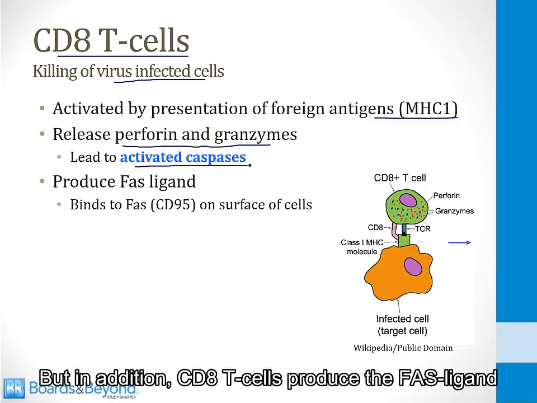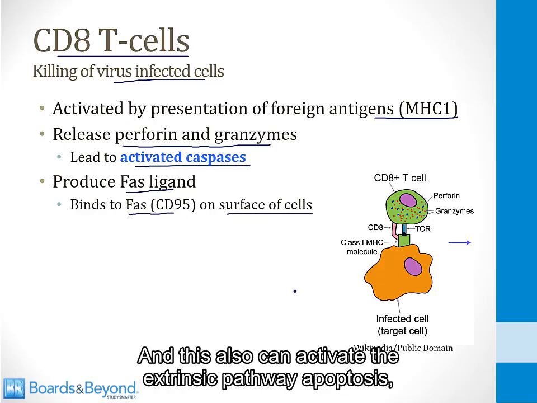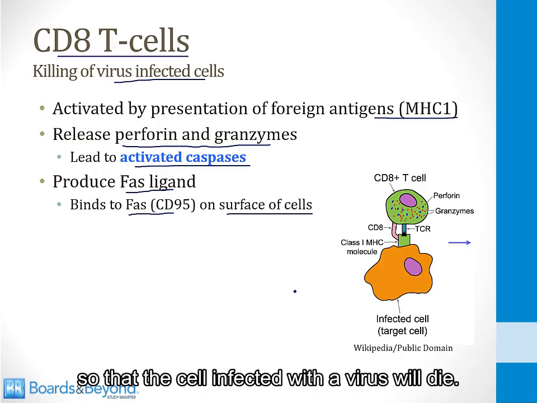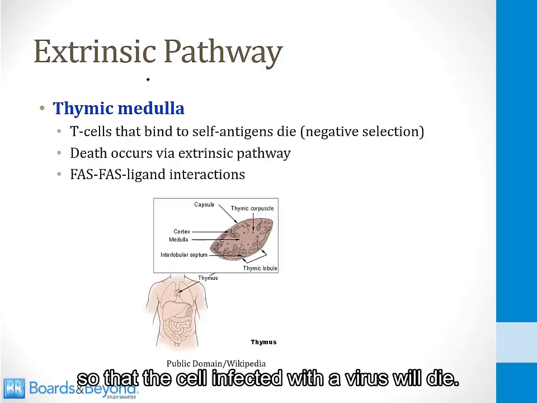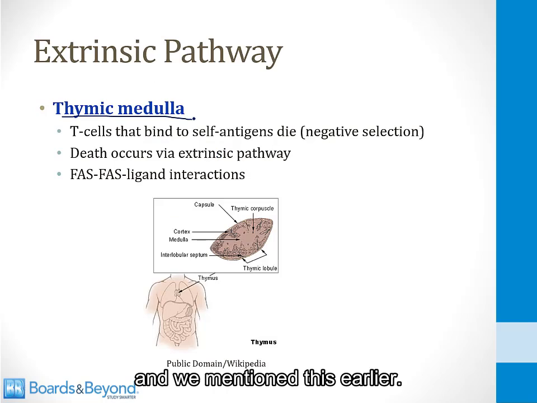But in addition, CD8 T cells produce the Fas ligand, and that can bind to Fas or CD95 on the surface of virally infected cells, and this also can activate the extrinsic pathway of apoptosis so that the cell infected with a virus will die. Another example of the extrinsic pathway is the thymic medulla, and we mentioned this earlier.